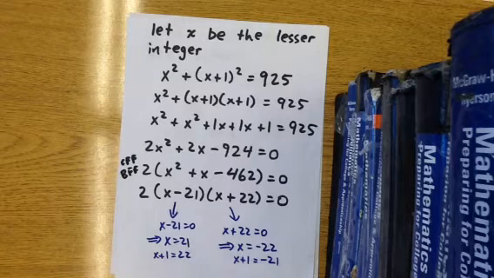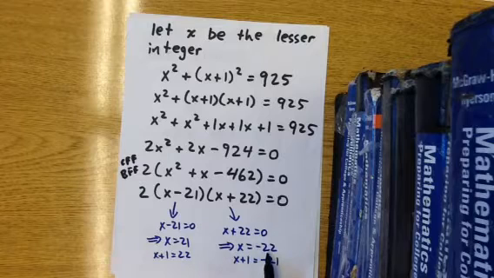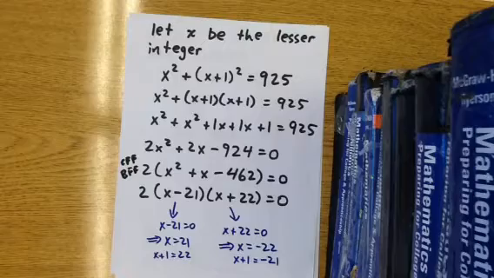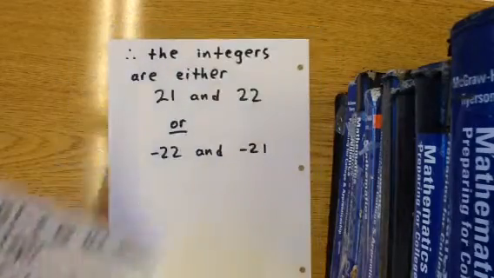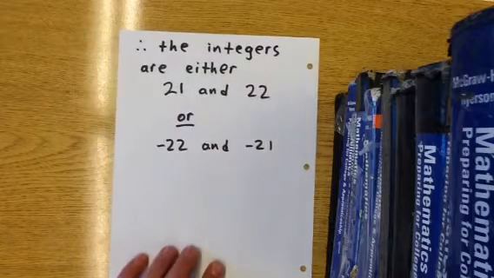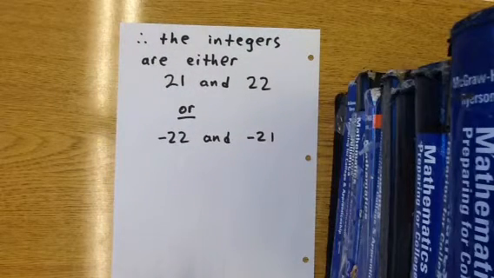We have two consecutive integers. If x plus 22 is 0, then x is negative 22, x plus 1 is negative 21, and again we have two consecutive integers. So there's no extraneous solution in this case, but we actually have two different valid answers. Either the integers are 21 and 22, or negative 22 and negative 21.